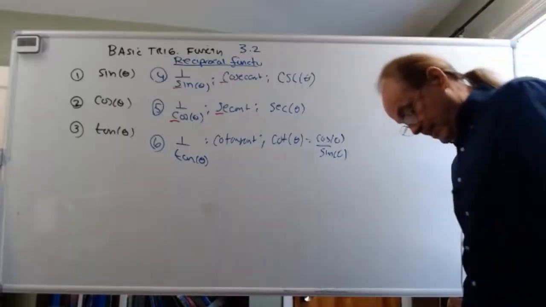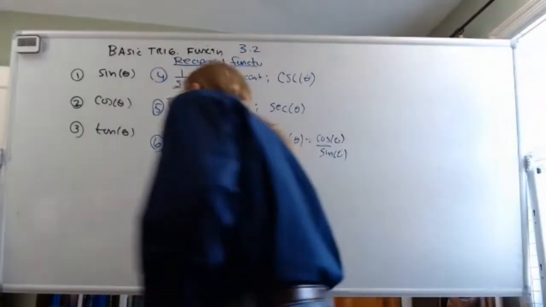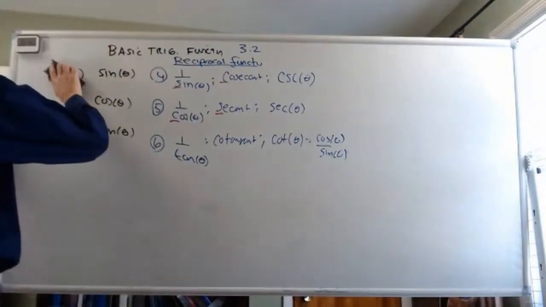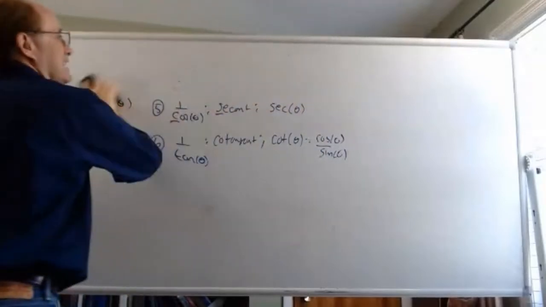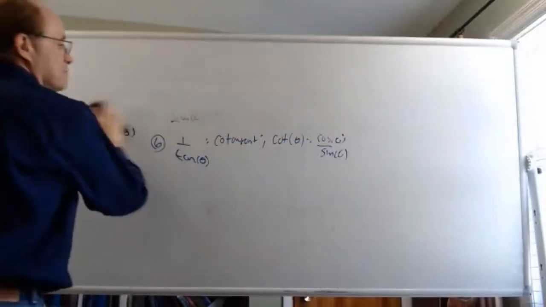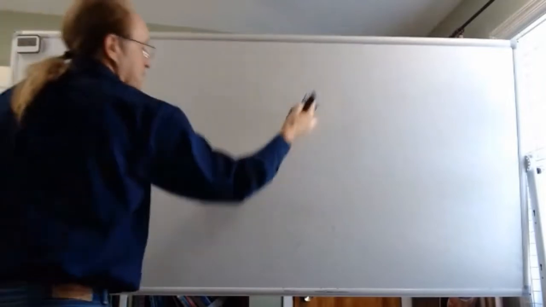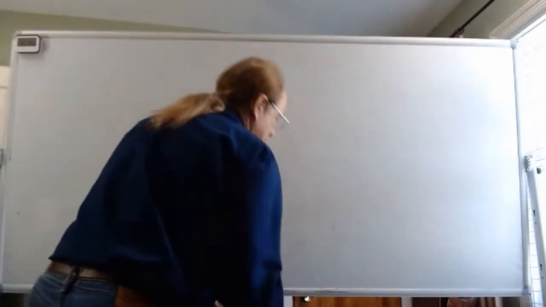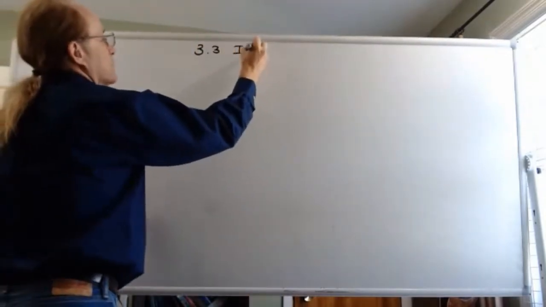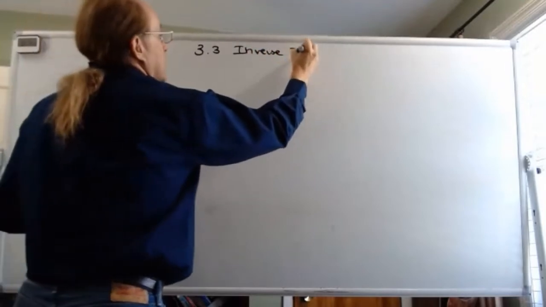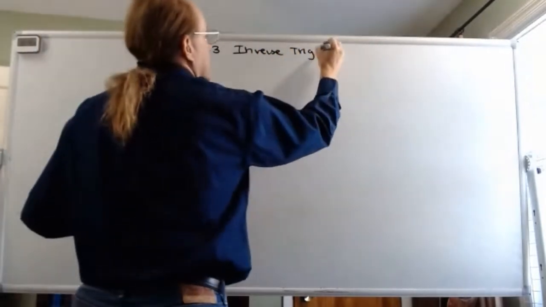So that's the end of point 2. Okay, the last thing I want to do in the last half hour we have is to now introduce a related class of functions. Remember, we talked early in chapter 1 about a function and its inverse functions. So now we move on to 3.3, and we're going to introduce a new class of functions called the inverse trig functions.